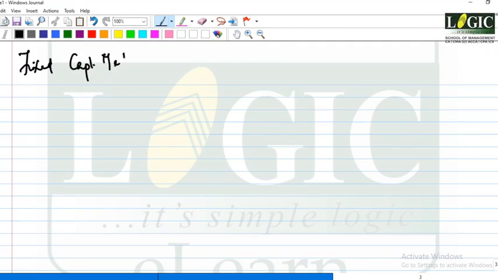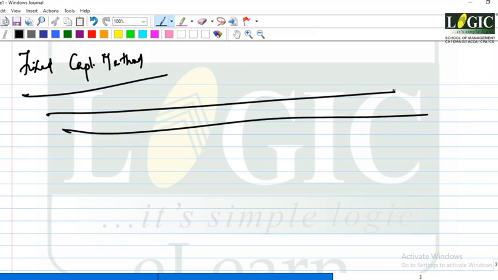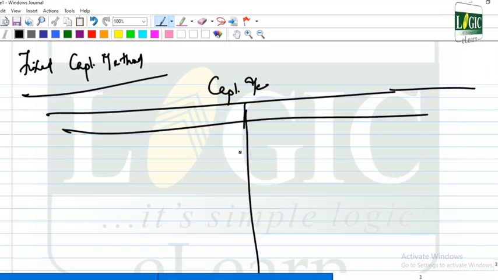See, the rule regarding the fixed capital method is that the capital account balance should not change year after year, the same capital account balance. So you will have two accounts under this method. The first account is called the capital account. Normal as normal. This is a T-shaped account. Left hand side is called the debit side. Right hand side is called the credit side.